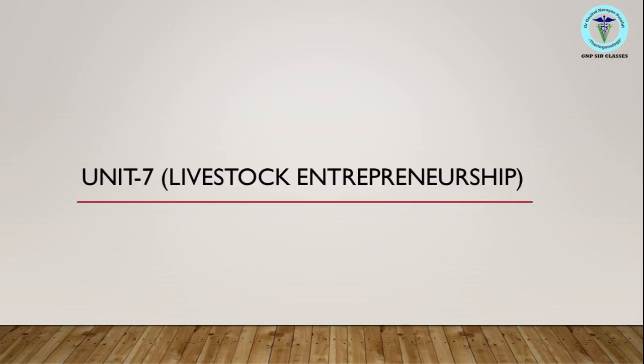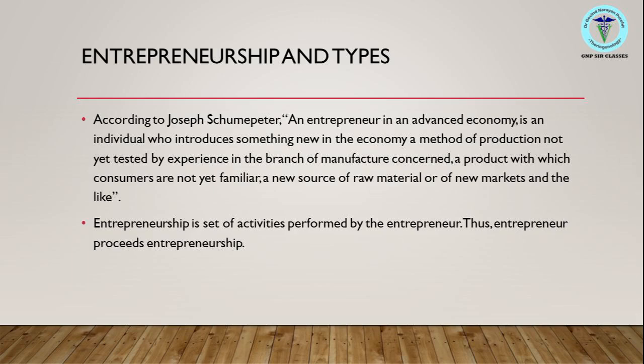Now let us discuss Unit 7. First, we discuss entrepreneurship and its types. According to Joseph Schumpeter, an entrepreneur in an advanced economy is an individual who introduces something new in the economy, a method of production not yet tested by experience in the branch of manufacture concerned, a product with which consumers are not yet familiar, a new source of raw material or of new markets and the like.